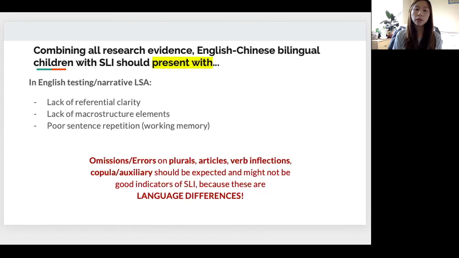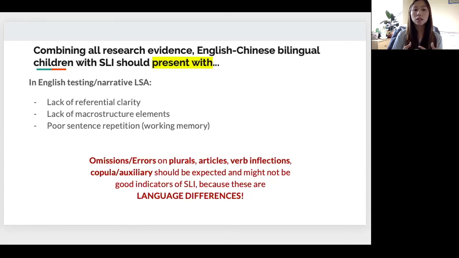In monolingual English children, some hallmarks of SLI in narrative language samples are looking for subject-verb agreement and inflections in words. However, because of the Chinese language influence, omissions and errors on plurals, articles, verb inflections, copula, and auxiliary should be expected and might not be good indicators of SLI because these are language differences.